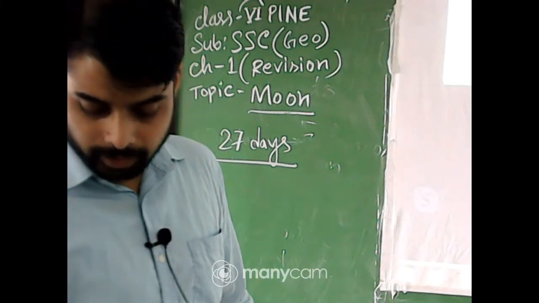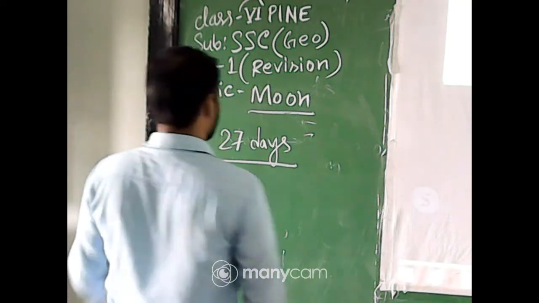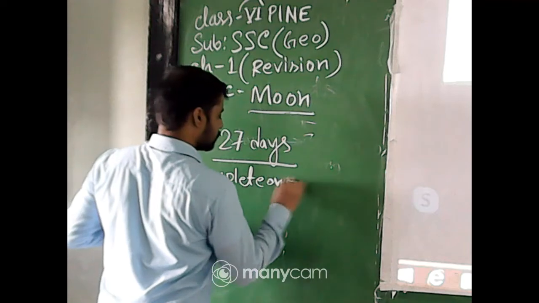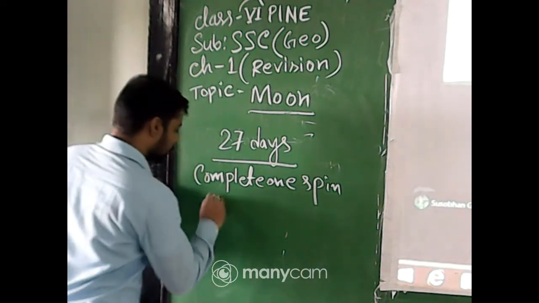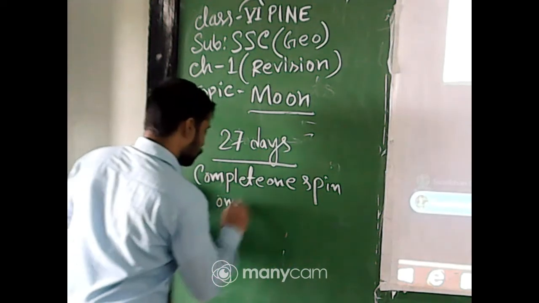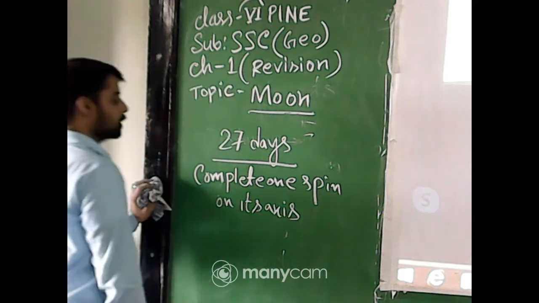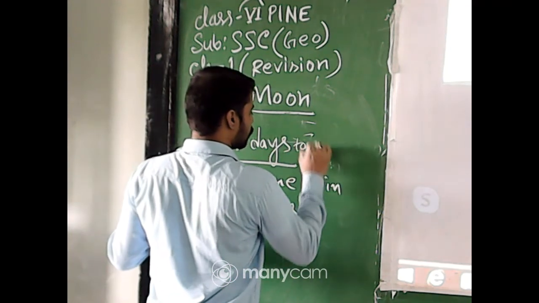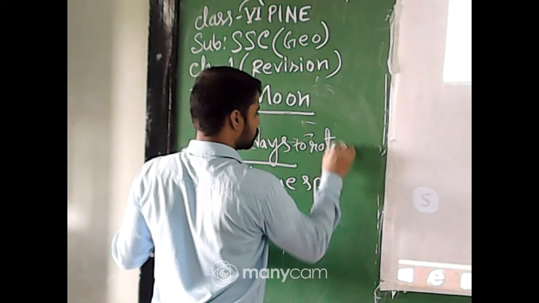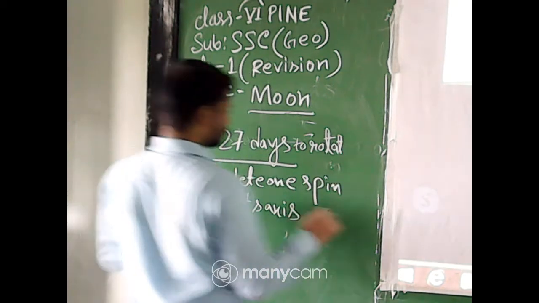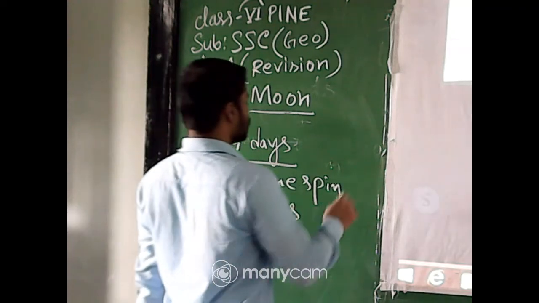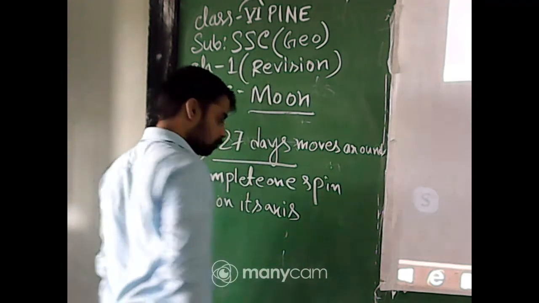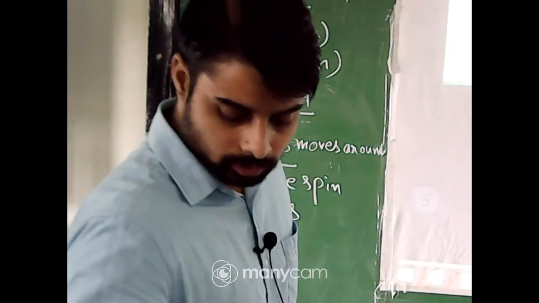And it takes exactly the same time to complete one spin around the earth on its axis. So, it took the same time to complete one spin on its axis as well as 27 days to rotate. It took 27 days to move around the sun. Okay.